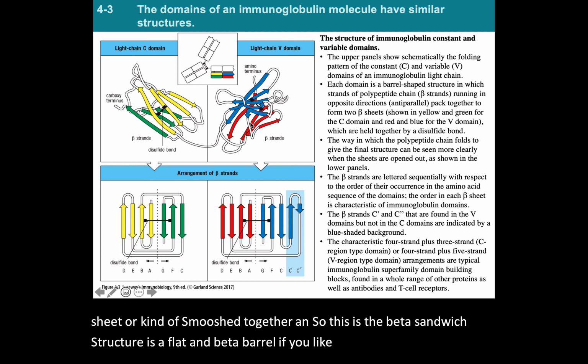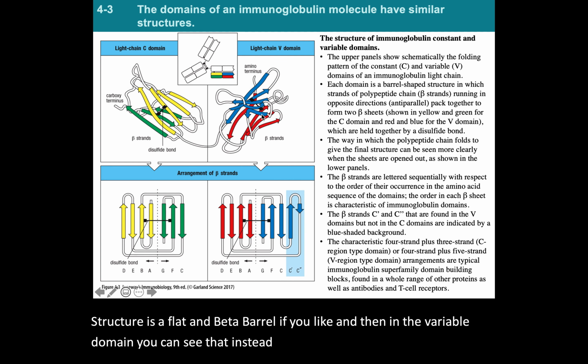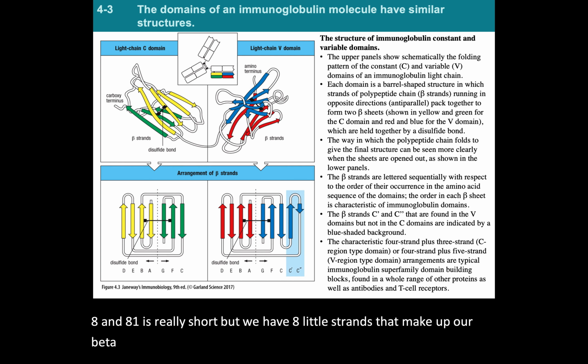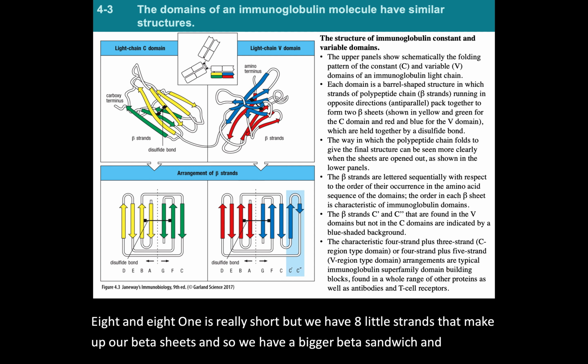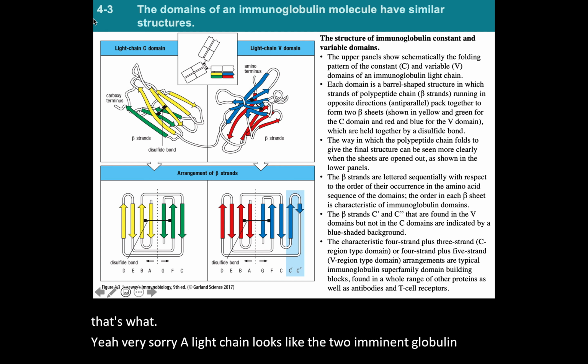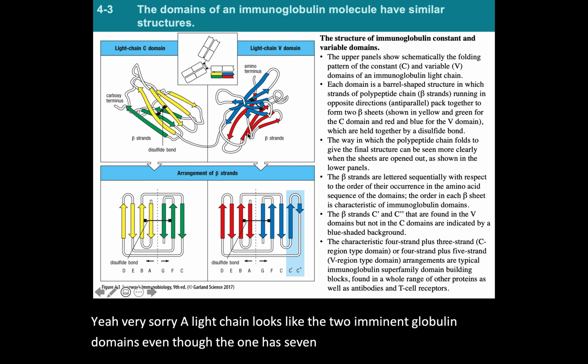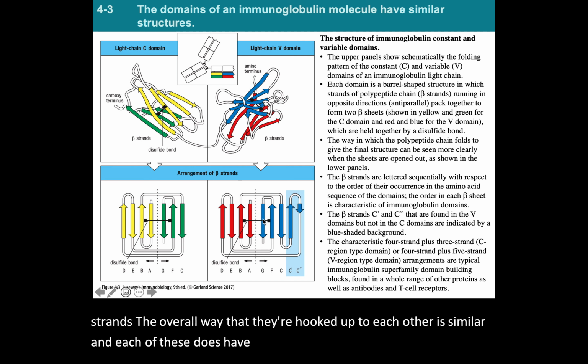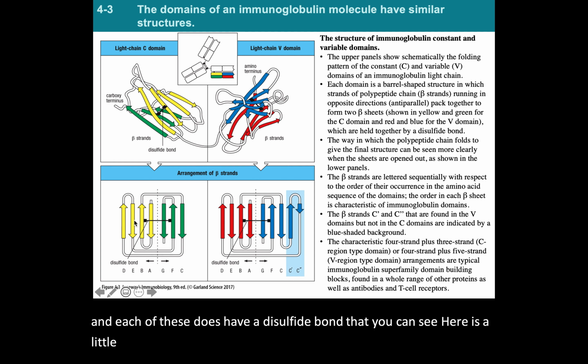And then in the variable domain, you can see that instead of 7, we now have 8. And the 8th one is really short, but we have 8 little strands that make up our beta sheets. And so we have a bigger beta sandwich, and that's what a light chain looks like. The 2 immunoglobulin-like domains, even though the one has 7 strands and the other has 8 strands, the overall way that they are hooked up to each other is similar, and each of these does have a disulfide bond that you can see here. It's a little black line joining up some of the strands in here.